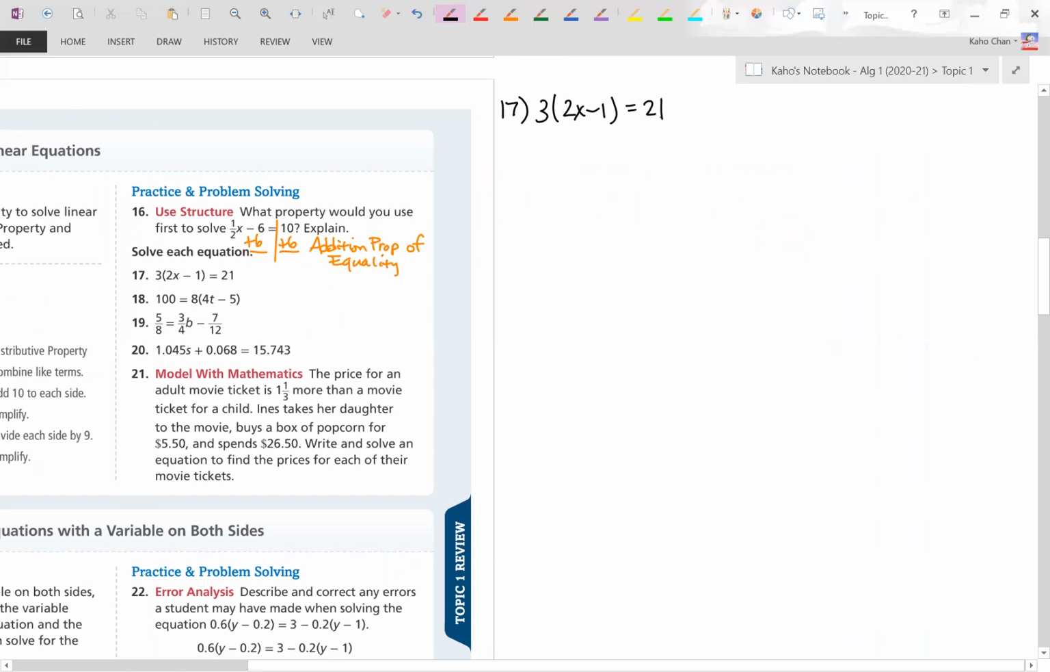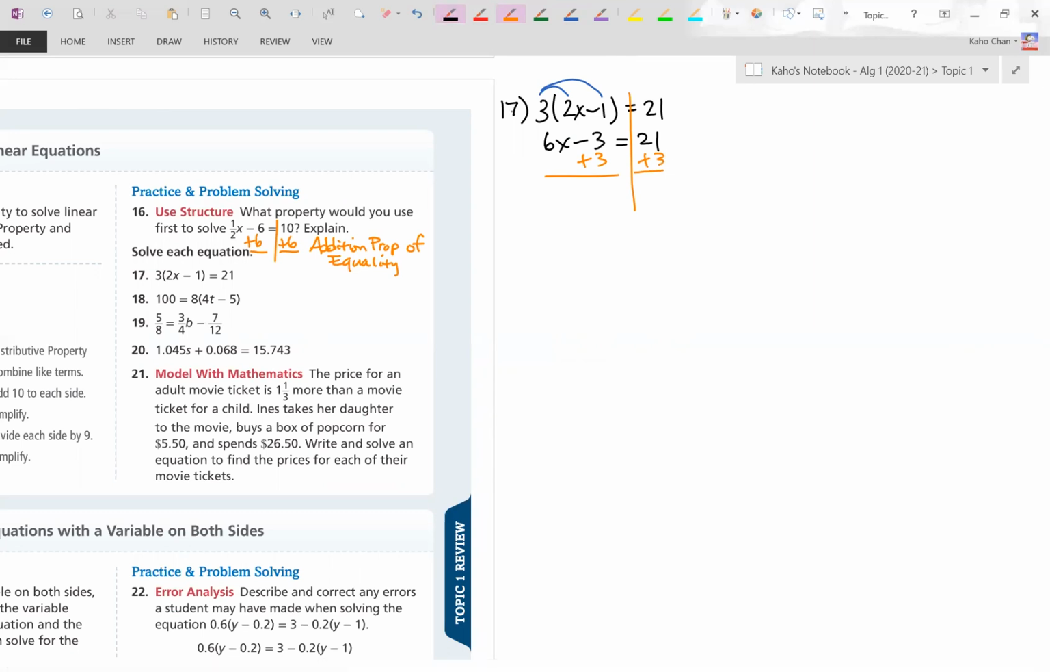All right, look at that 3. I'm going to apply the distributive property. Know that this is a balanced equation. I like to draw the vertical line. Multiply through by 3 to the parentheses. Now that we've applied the distributive property, we're going to undo operations by getting rid of the minus 3 first.